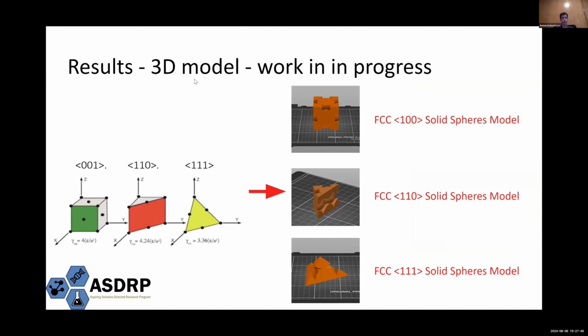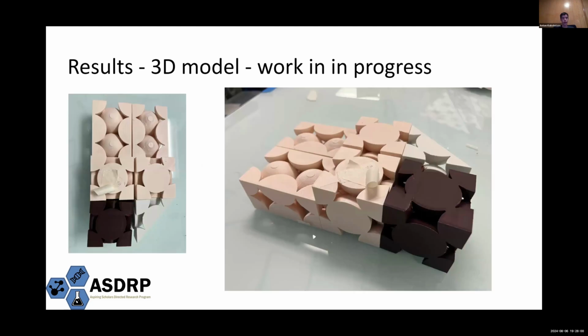These are some of the unit cells that we are printing and are going to print. We have the FCC 100, FCC 110, and FCC 111. And here's our progress so far of the model that we are printing. We have not finished yet. However, this is a basic design of what we're going to do.